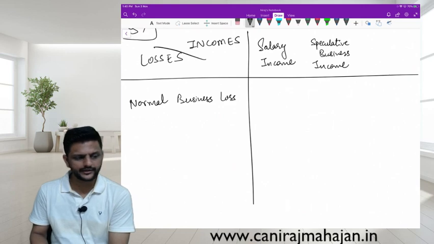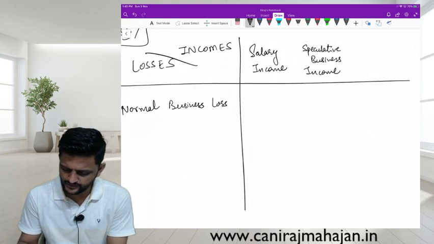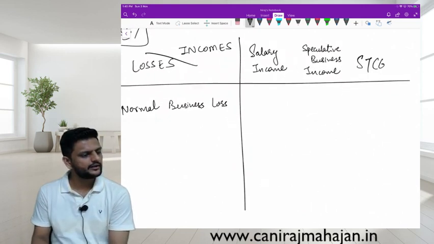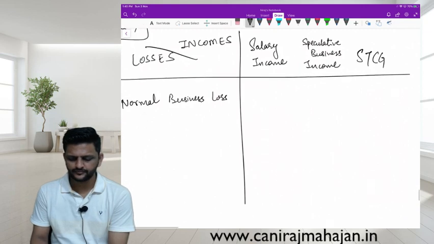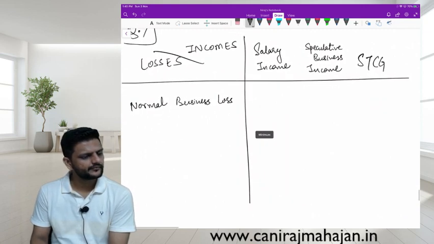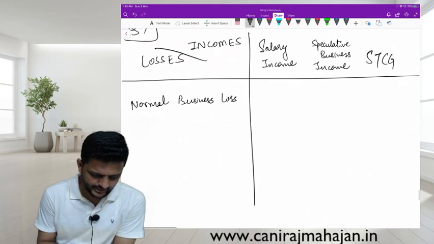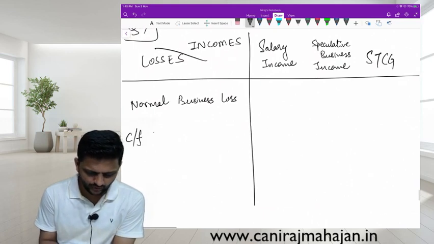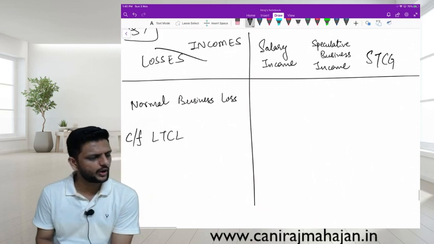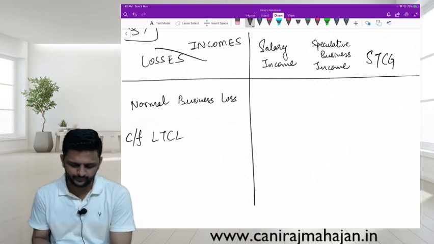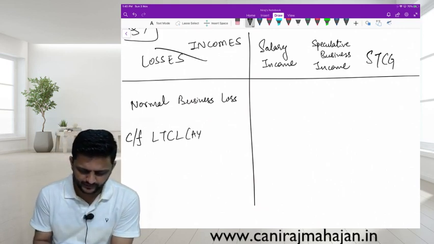Then again, positive or negative? Positive, so it is income: short-term capital gain. Fine. Then again, positive or negative? Negative. Right, and here, carried forward long-term capital loss. Yes or no? In brackets you can also write down AY 15-16.